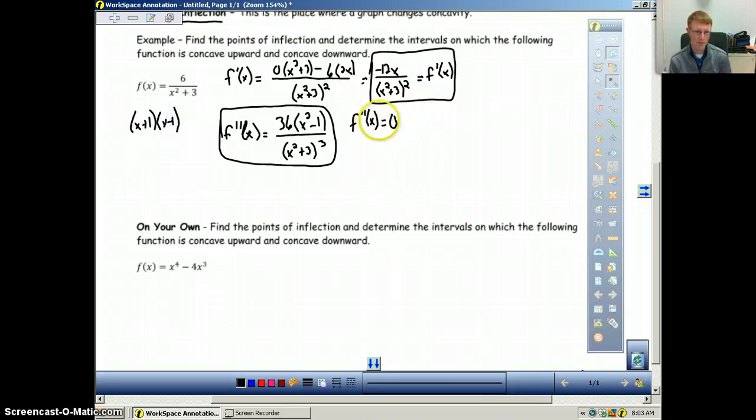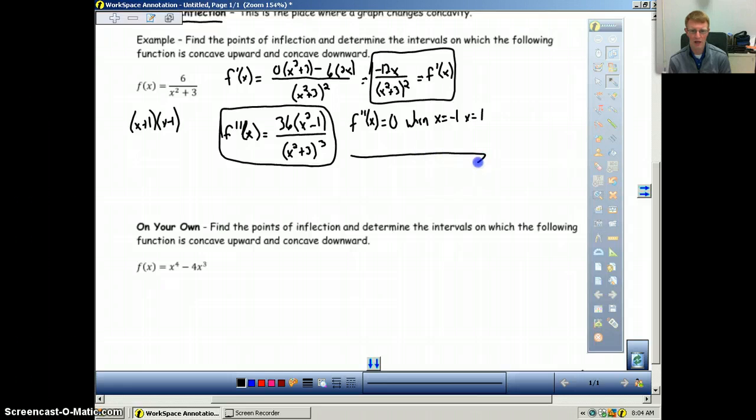So f double prime of x is equal to 0 when x is equal to negative 1 and x is equal to positive 1. And guess what? That means that x equals negative 1 and x equals 1 is our points of inflection. That is where our graph is going to change concavity. But now we also want to determine the intervals of when the function is concave up and concave down.